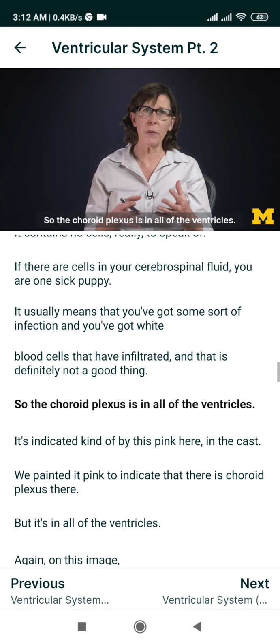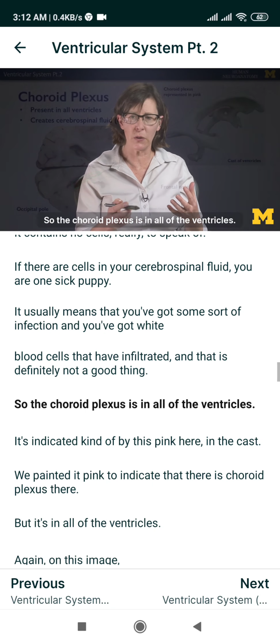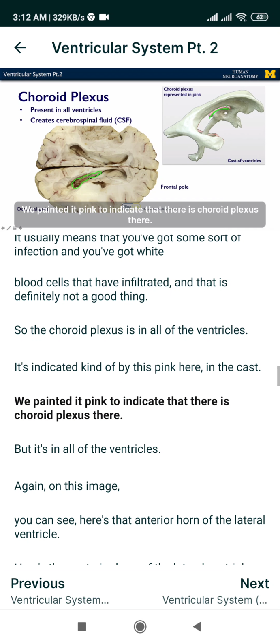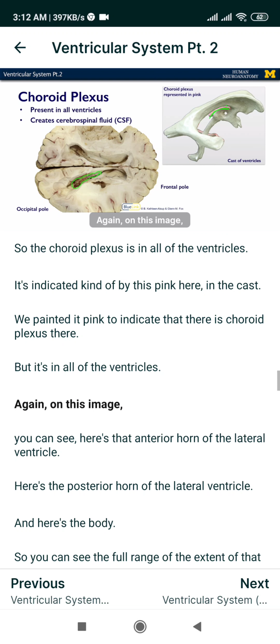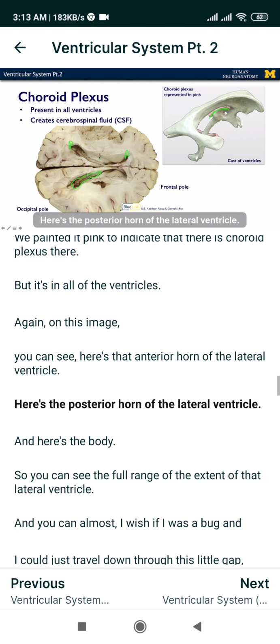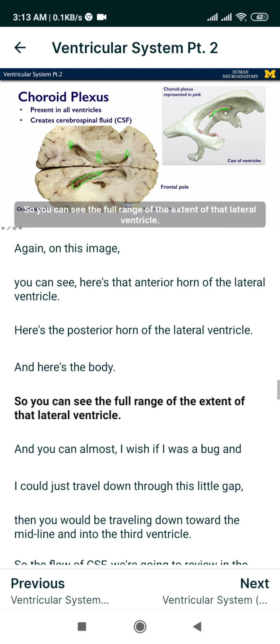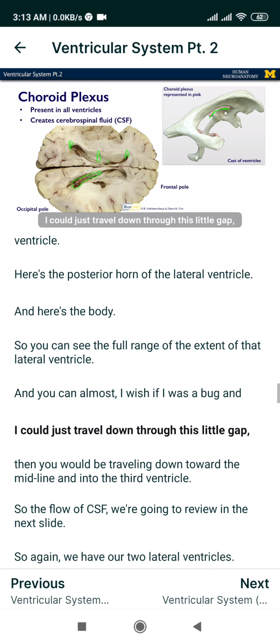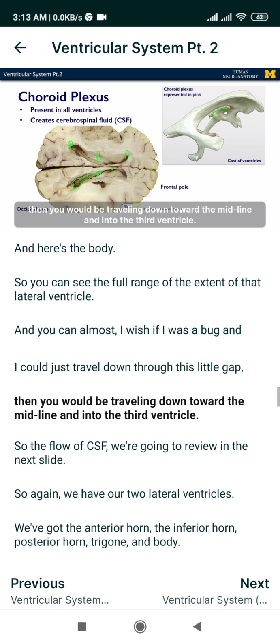So the choroid plexus is in all of the ventricles. It's indicated by this pink here in the cast. We painted it pink to indicate that there's choroid plexus there, but it's in all of the ventricles. Again, on this image, you can see here's the anterior horn of the lateral ventricle. Here's the posterior horn of the lateral ventricle, and here's the body. So you can see the full extent of that lateral ventricle, and if I was a bug, I could travel down through this little gap toward the midline and into the third ventricle.